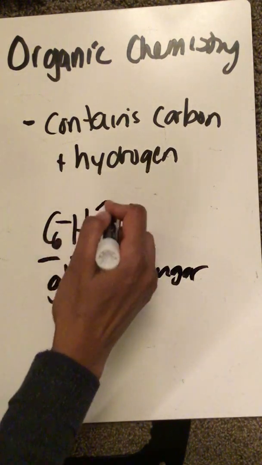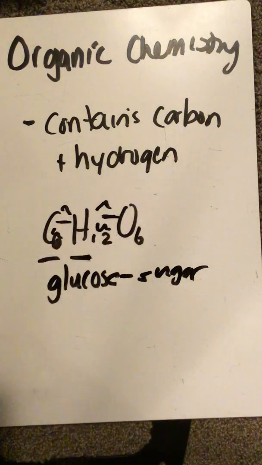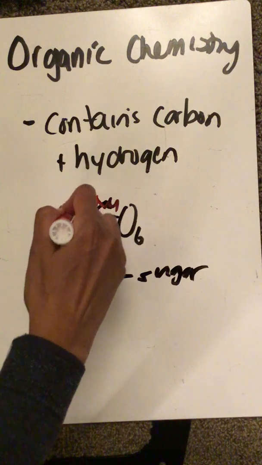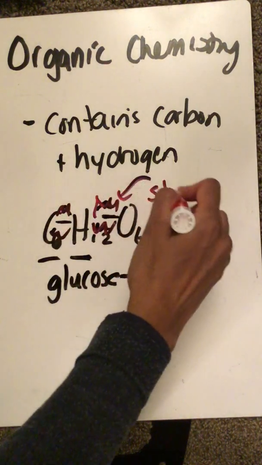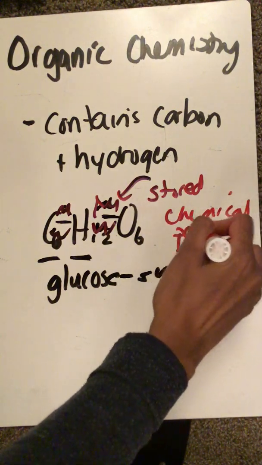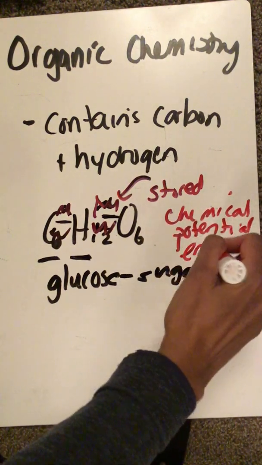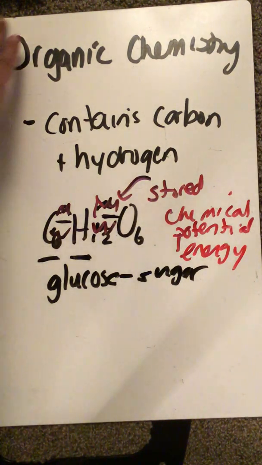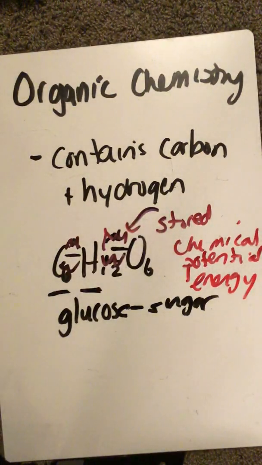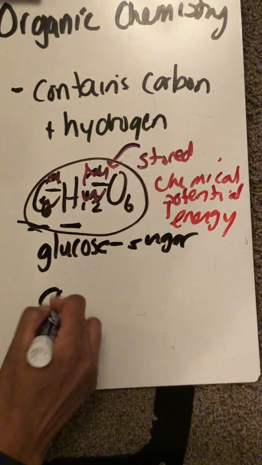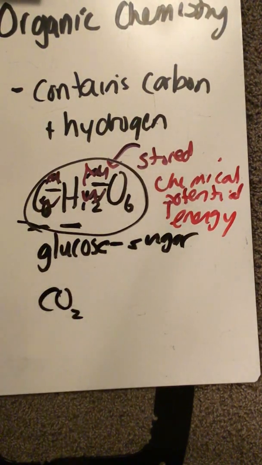And within this glucose molecule, okay, well, that's supposed to be like energy. So like it's supposed to be energy in here. There's stored chemical potential energy in this compound, right? So that is what we're talking about. We're talking about organic chemistry, and that means anything that contains carbon and hydrogen is organic. So like this probably wouldn't be because there's no hydrogen in it.